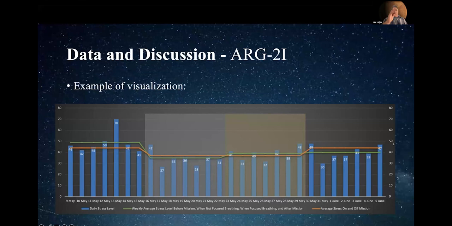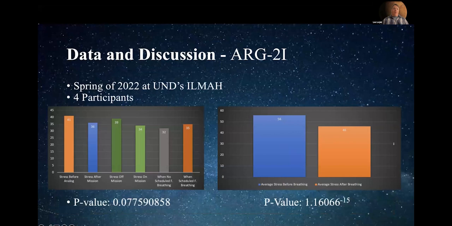So the ARG2I overall, the daily stress P values did not indicate a significance, unfortunately, with 95% confidence level. But they did show again that when you're actually doing focused breathing, stress does reduce in the moment.